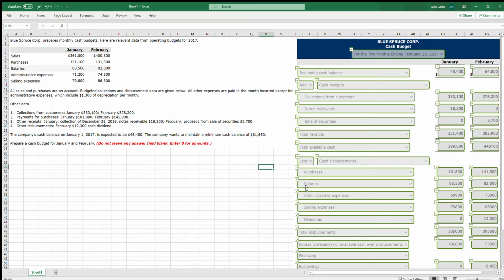Okay, our next line is salaries. The salaries is listed under our operating budgets for 2017, and it's listed as $83,500 here for January and $82,000 flat for February.